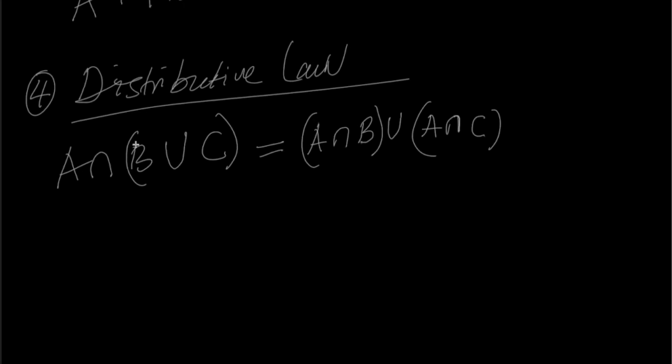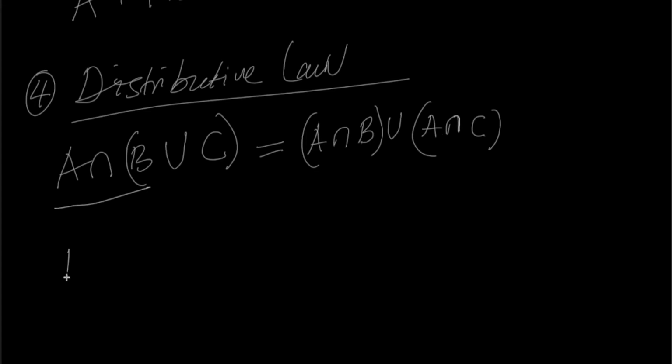A intersect B union C simply means you can do these two, A and B, then you come back again and do A and C, then you put this union in between them. This is called what? Distributive law. Why distributive? Because you are distributing this A on each of them. A is distributed on B, you have this. A is distributed on C, you have it in this format.